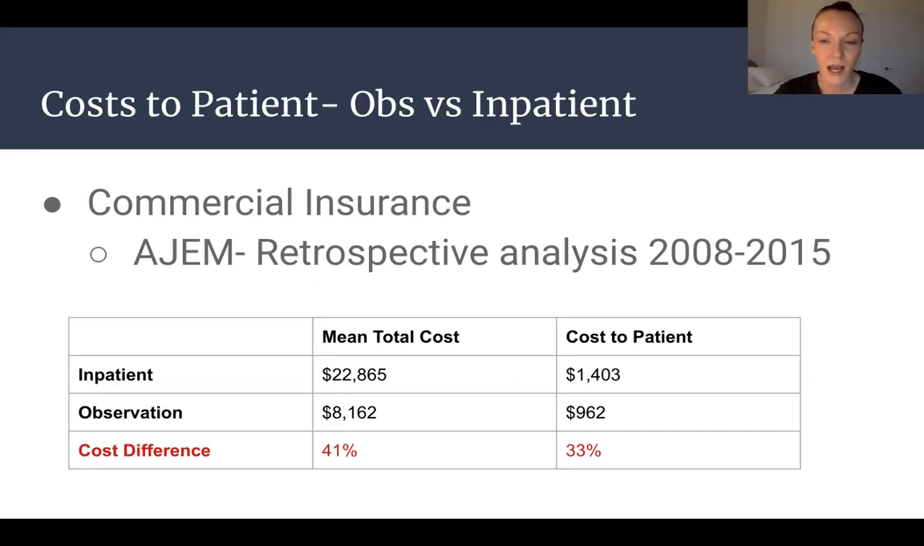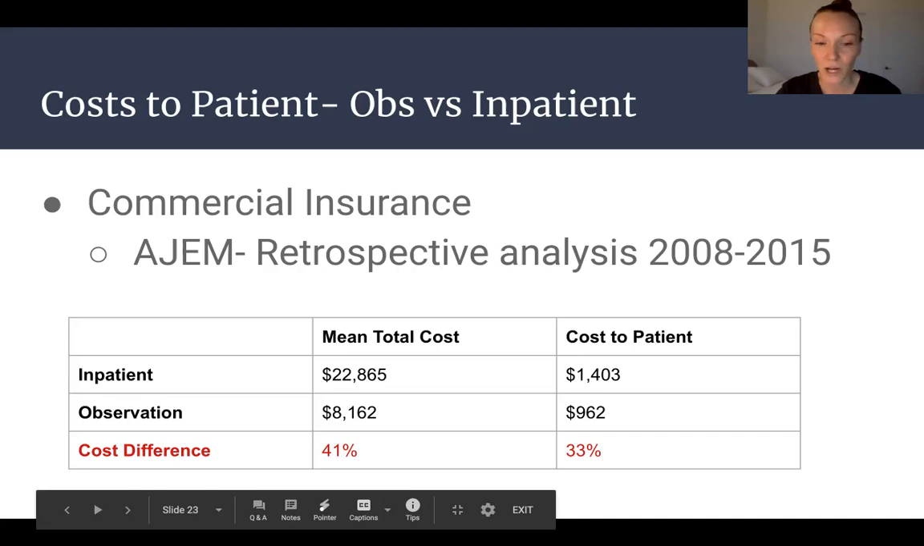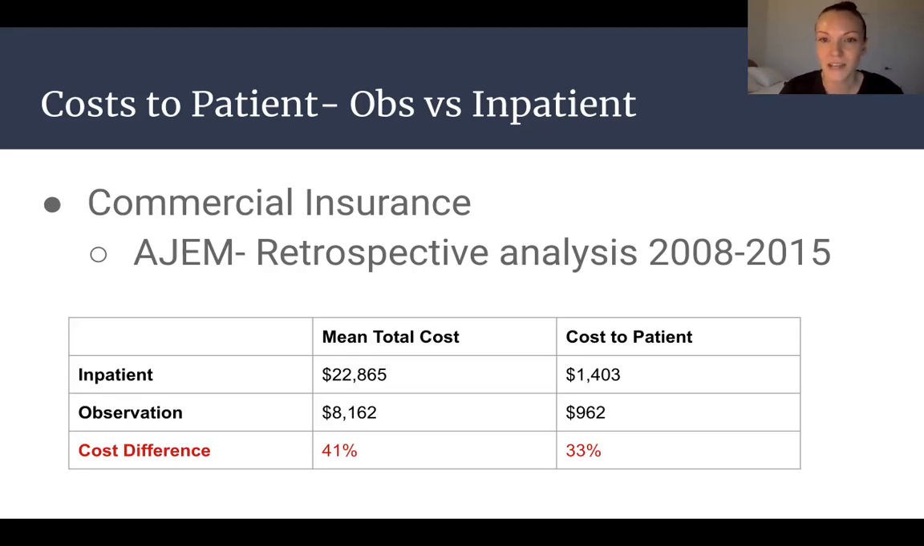And then what about commercial insurance, patients that have anything across the board, Blue Cross Blue Shield, Oxford, those kinds of things. The American Journal of Emergency Medicine did a retrospective analysis for, I think, 7 years. What they found was the mean total medical cost across the board was about 41% more when the patients were admitted to the hospital. And the cost to the patient for the admission is about 33% more. So they found the same thing, that the cost to the patient is much better under observation as long as it's the appropriate disposition for them.